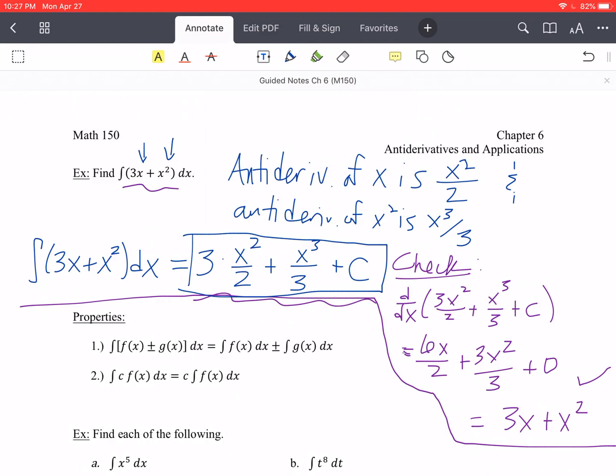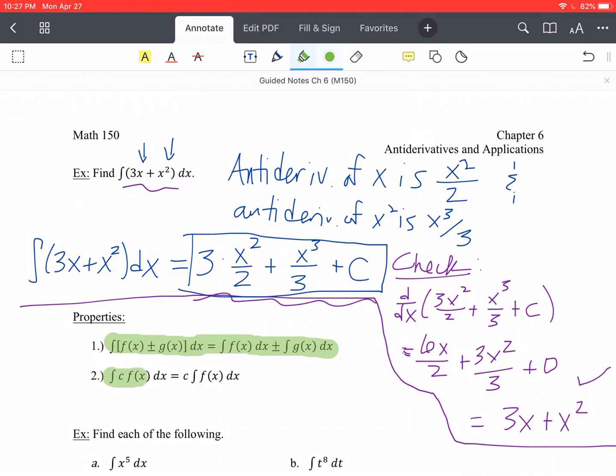Okay. A couple properties about the indefinite integral, just integrals in general, that we need to know. If we have the integral of f of x plus or minus g of x, so if we have a sum or difference of functions in an integral, you can actually split those up into two separate integrals, or as many integrals as you need. And if you have an integral of a constant times a function, you can pull the constant all the way out of the integral.